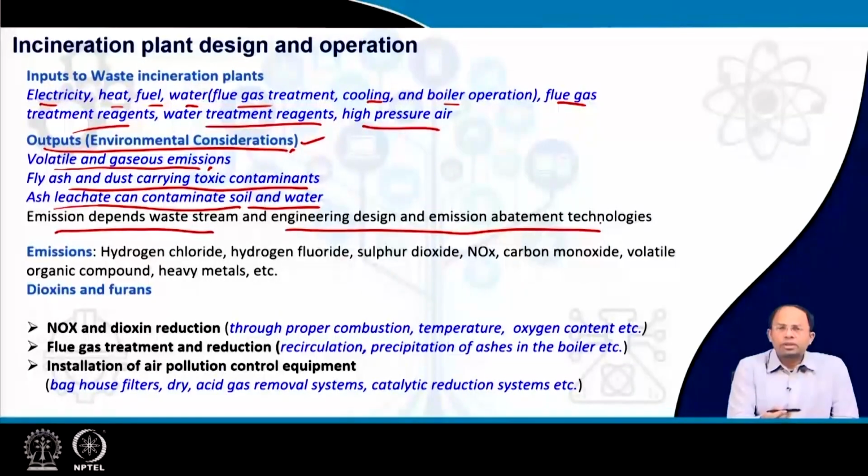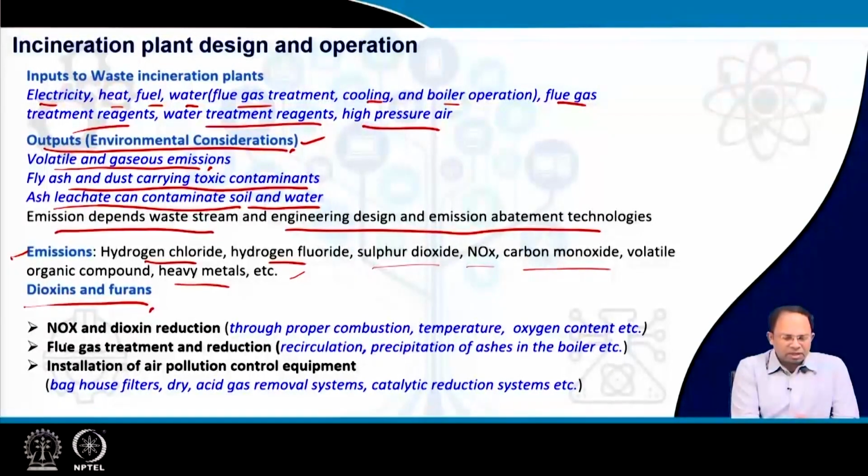So what do this kind of plants emit? Hydrogen chloride, hydrogen fluoride, sulfur dioxide, NOx, carbon monoxide, volatile organic compounds, heavy metals and so on. So this is not good at all. So it has to be within certain standards. We will talk about the standards after this, but along with emission, it also creates dioxins and furans, which are very, very critical, and we have to be very careful about this.